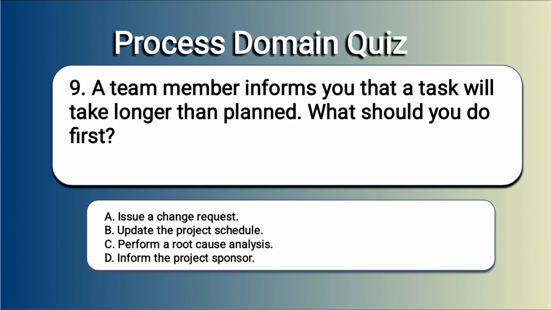A team member informs you that a task will take longer than planned. What should you do first? A. Issue a change request. B. Update the project schedule. C. Perform a root cause analysis. D. Inform the project sponsor.